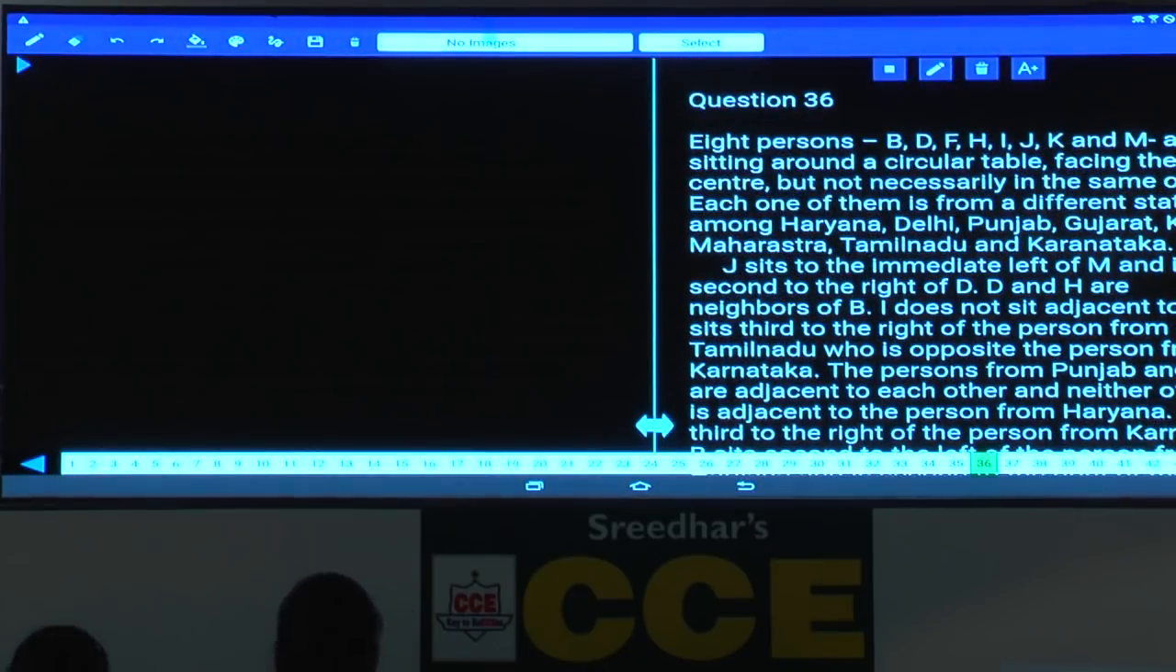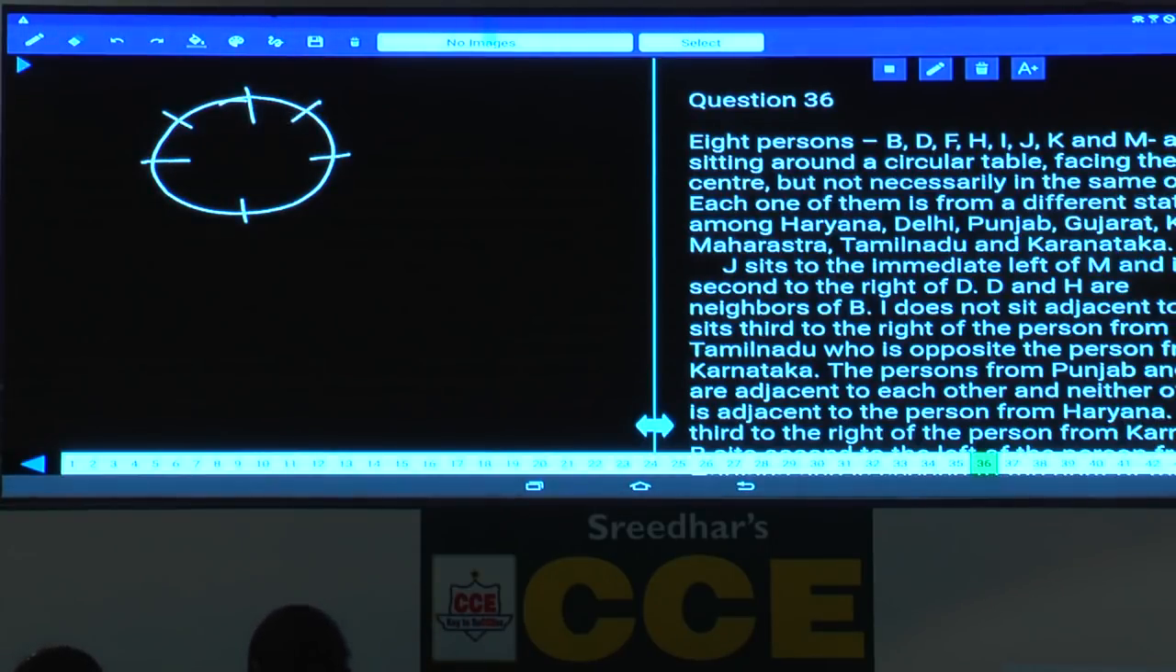Eight persons B, D, F, H, I, J, K and M are seated around a circular table facing the center, clearly given. As 8 persons are there seated around a circular table facing the center, now we are fixing these 8 persons like this. And J sits to the immediate left of M. As J is to the immediate left of M, M is here, and J is here. And J is to the immediate left hand side of M. J must be at this place.